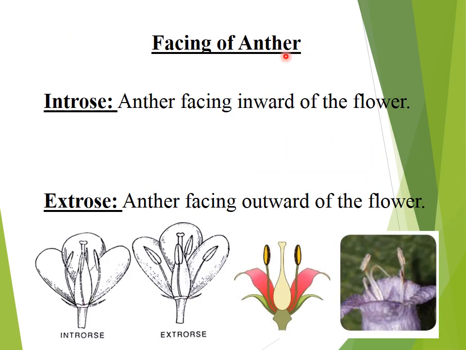Facing of anther. The anther facing is mainly divided into two types, introrse and extrorse. Introrse means the anther facing inward of the side of the flower. Now see, in this diagram, introrse, this is anther. Anther is facing towards the central region, towards the stigma, it's centripetal. Whereas in extrorse condition, the anthers are projecting towards the peripheral region or towards the petal, not towards the central region, known as extrorse, anther facing outward of the flower.